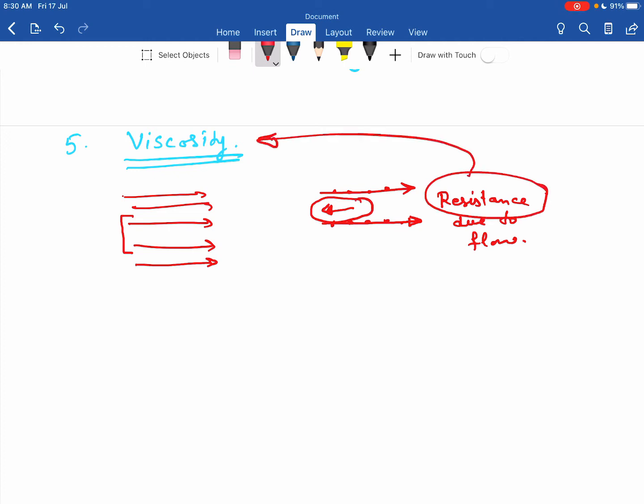Now let us say the bottom layer is moving with some velocity u. The upper layer is moving with some velocity u plus du. The distance between these two layers is say dy.